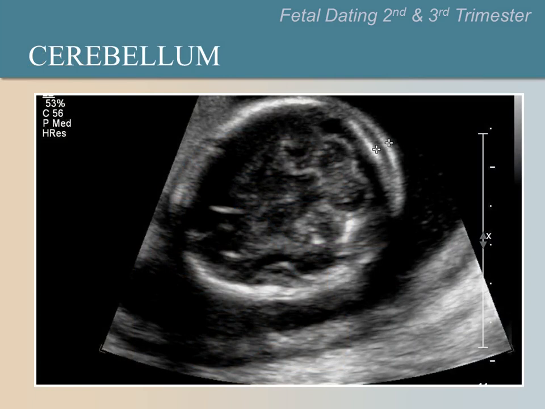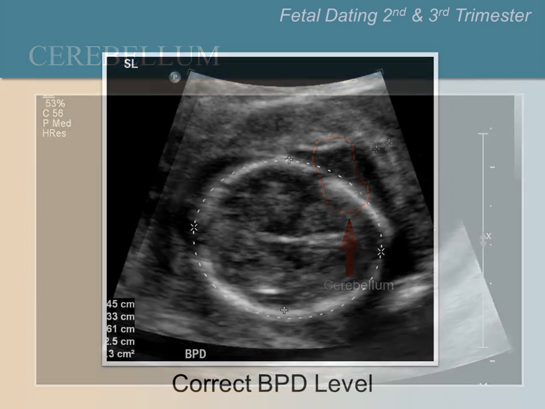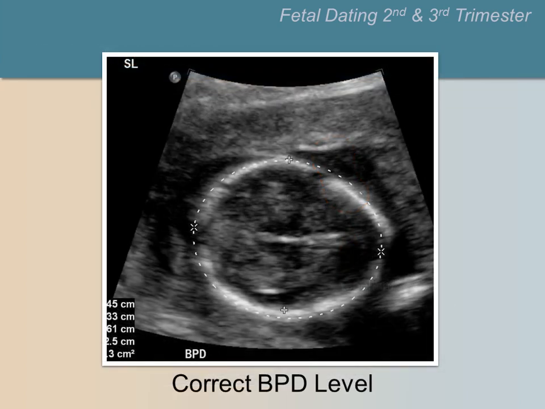This is another view of the cerebellum. Look for the shape of a very fat 8. We have outlined the cerebellum here to make it more obvious. This is the correct level to measure the BPD. We cannot see the cerebellum at this level.